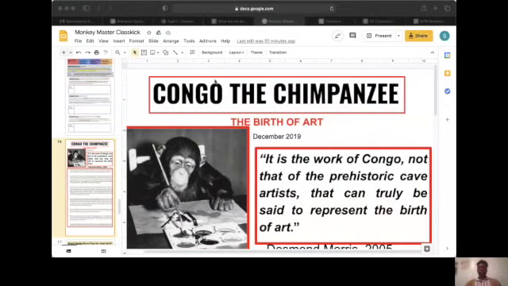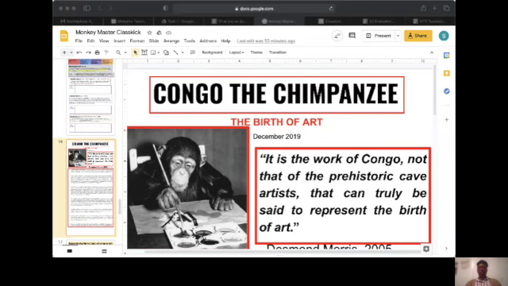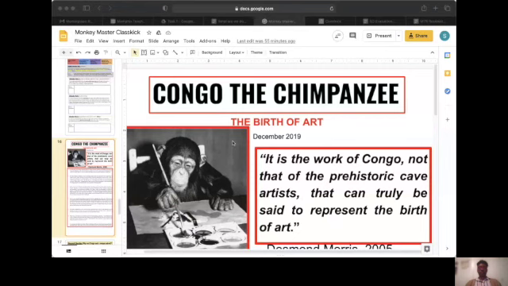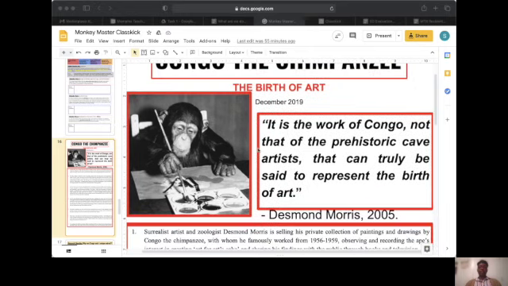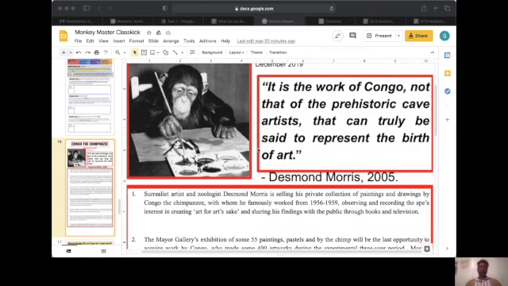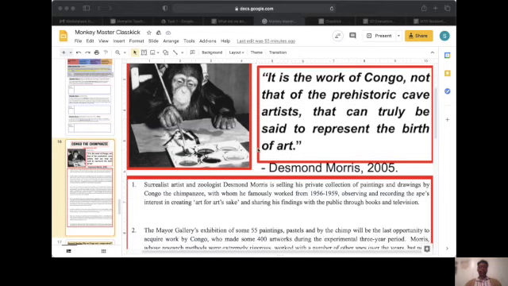All right, I will read our text for today. Congo the chimpanzee. Let me share that screen. All right. Congo the chimpanzee, the birth of art, December 2019. It is the work of Congo, not that of the prehistoric cave artists, that can truly be said to represent the birth of art. Desmond Morris, 2005.